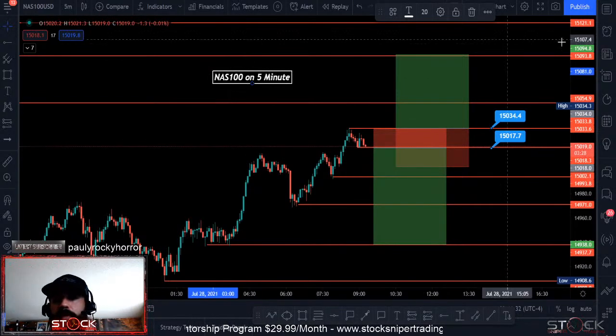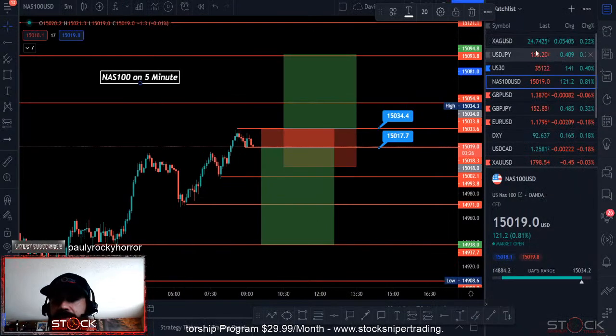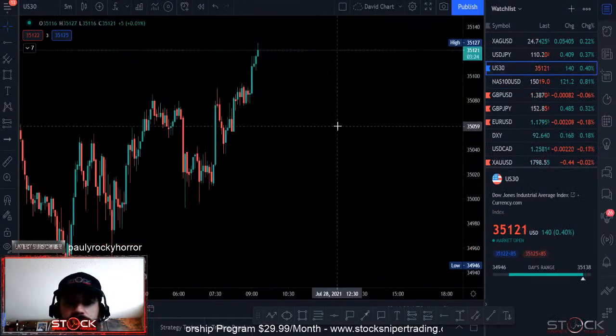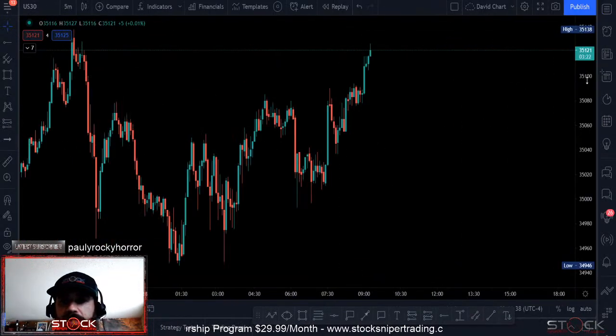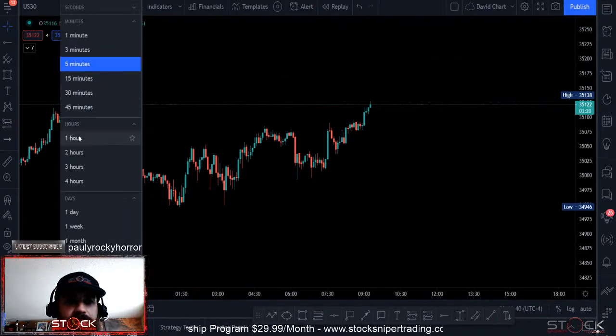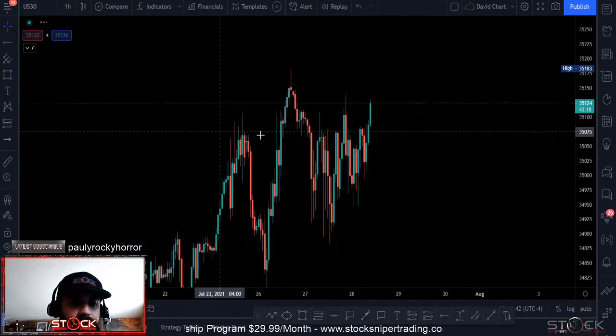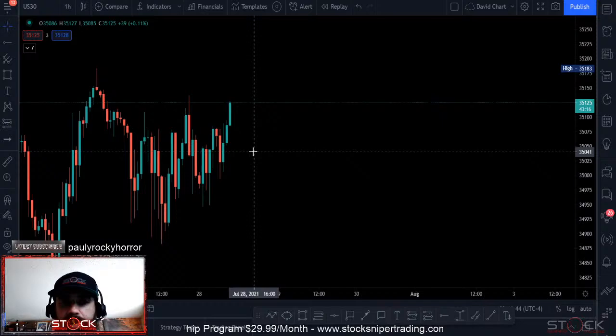Okay. Now I'm going to drop it to the US30 here, guys. US30 started to make a little bit of a bullish run here on the 5-minute. I'm going to drop it from the hourly. And we're going to chart accordingly here.